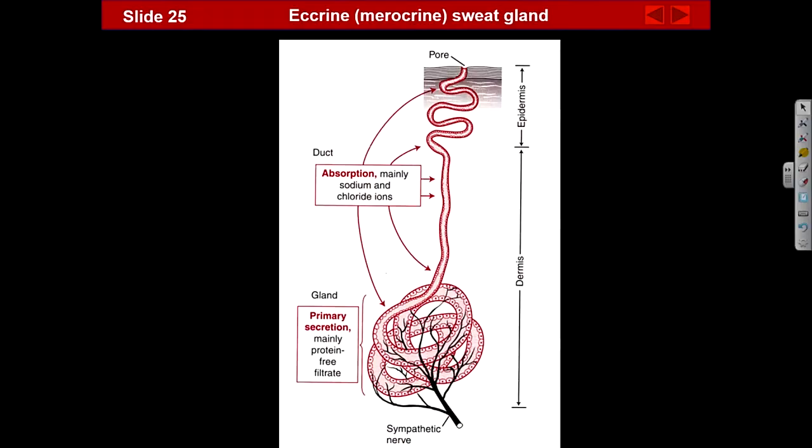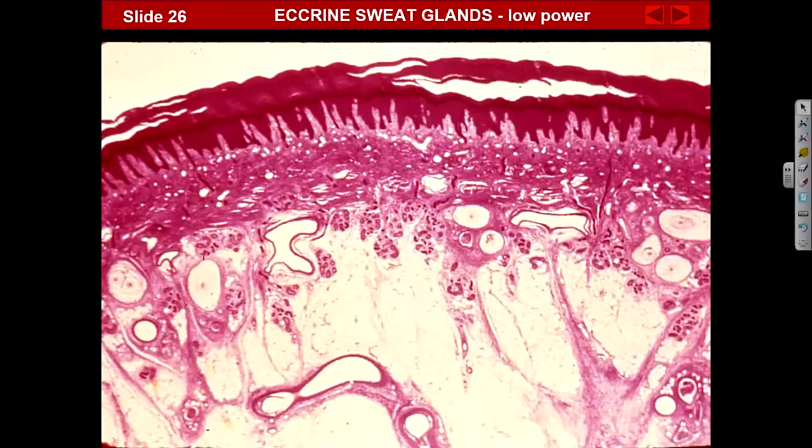And then I want to talk briefly about the eccrine sweat gland, which is all over the body. It's a single long coiled duct for the most part. The secretory portion is down here. It's making that protein-free filtrate, getting fluid from adjacent capillaries, and most of the protein is reabsorbed. Then the fluid that passes through the duct has some ions removed before the sweat exits onto the surface of the skin. Okay, so that's eccrine sweat glands.